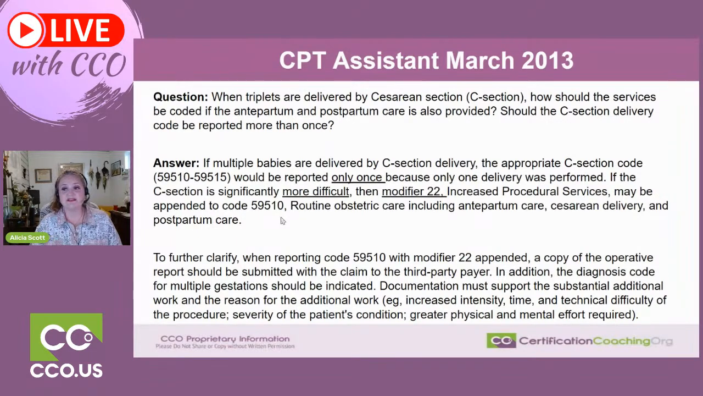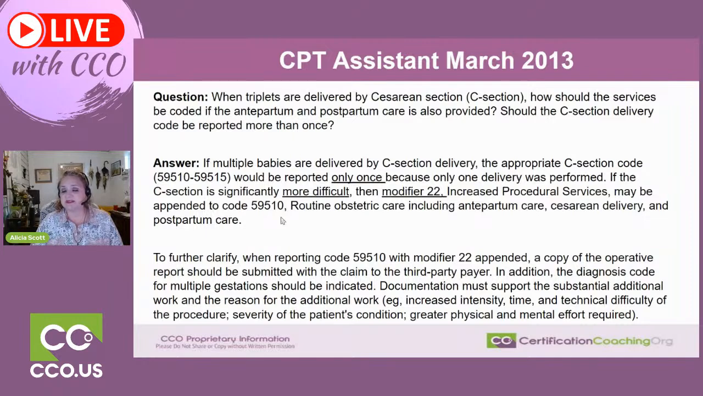Next paragraph, they say to further clarify when reporting a code like 59510 with the 22 modifier, a copy of the op report needs to be submitted with a claim to the third party payer. In addition, the diagnosis code for multiple gestations should be indicated.